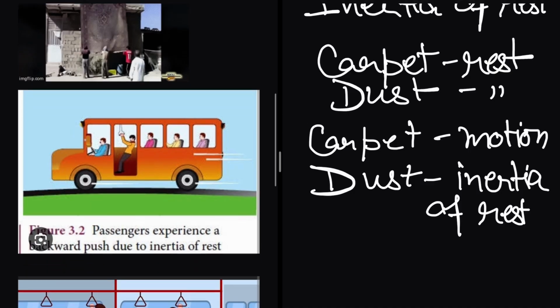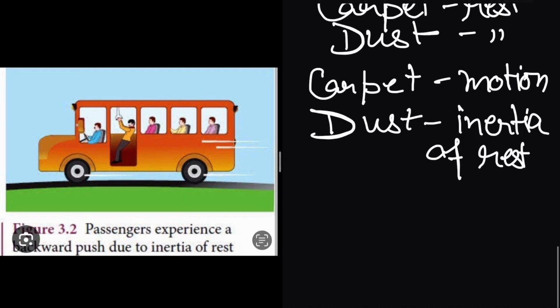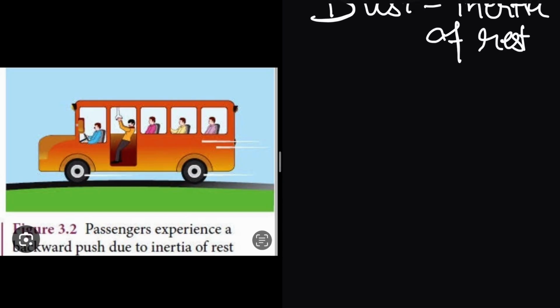Let's move to the next example. A very common example which we observe in our day-to-day life is when passengers are sitting in a bus, as you can see in the picture also. What will happen when a passenger experiences a backward push due to the inertia of rest?